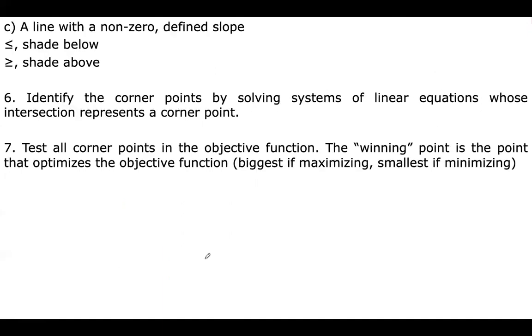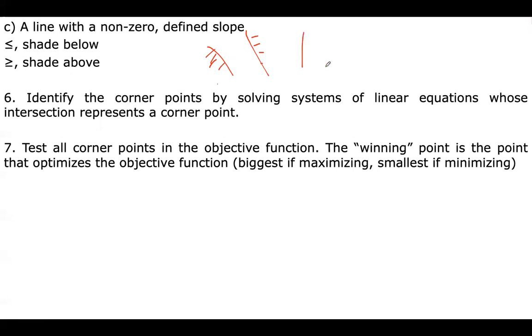Okay, so now a line which is non-zero defines your slope. If it is less than or equal to, then we'll shade below it, right? Suppose this is a line with a slope, and if it is greater than, we'll shade above it. Then after plotting all these line equations, we need to find out our feasible region. And after we identify our feasible region, we need to identify the corner points by solving the system of linear equations whose intersection represents a corner point.